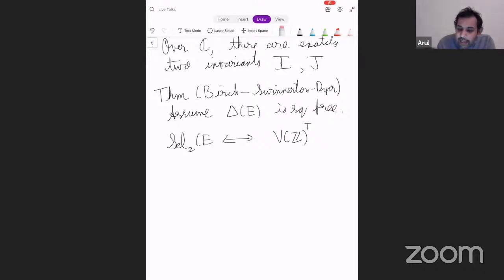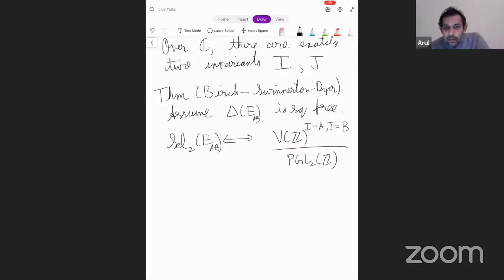Which E are we taking? Let's say we're taking the E_{A,B} from before, with invariants I equals A and J equals B, quotiented out by PGL2(Z). So it turns out we have a beautiful bijection of this sort.